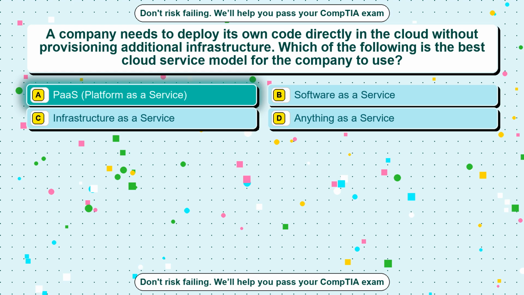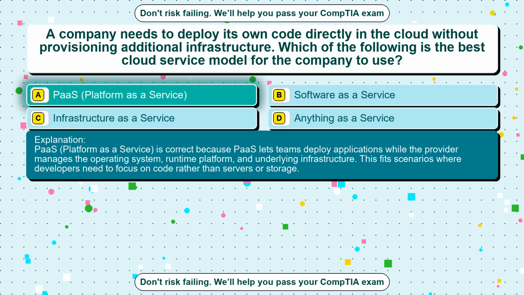The correct answer is option A. PaaS, Platform as a Service. PaaS, Platform as a Service, is correct because PaaS lets teams deploy applications while the provider manages the operating system, runtime platform, and underlying infrastructure. This fits scenarios where developers need to focus on code rather than servers or storage.